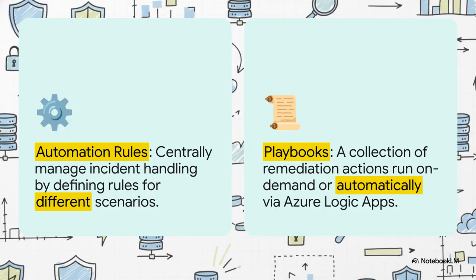And finally, the response. Okay, think of it like this. Automation rules are the dispatchers. They handle the high-level triage. So a rule might say, hey, this looks like a phishing attempt, so let's assign it to the Tier 2 team and crank the severity up to high. Playbooks, on the other hand, are the first responders. They're the ones that actually do the work. They execute a series of actions, like automatically blocking a malicious IP address at the firewall or isolating an infected laptop from the network, all in a split second.